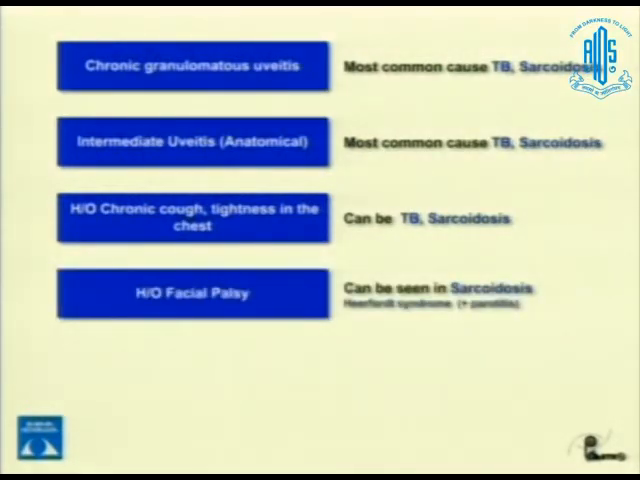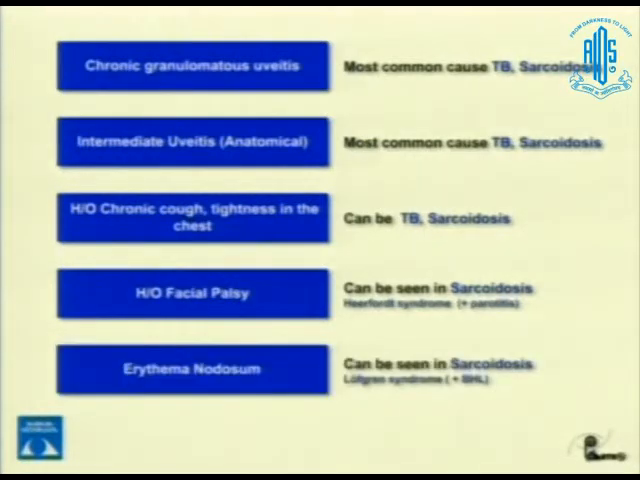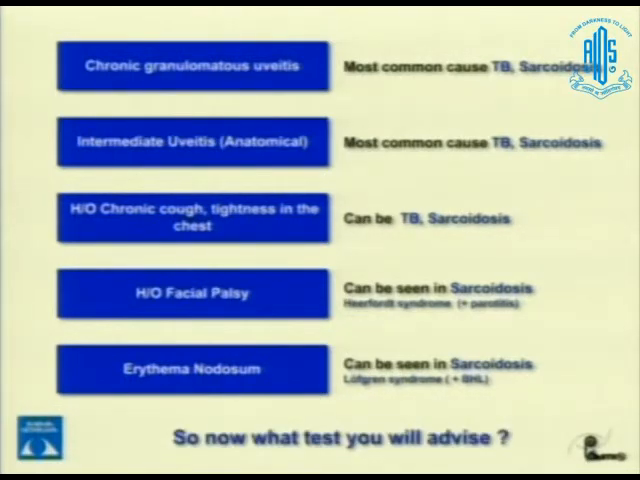Now, the history of facial palsy is an important sign of sarcoidosis. If associated with parotitis, we call it Heerfordt syndrome. There is erythema nodosum. Though it's a non-specific finding, it can be seen in sarcoidosis, and if associated with bihilar lymphadenopathy, we call it Löfgren syndrome. So now what test will you advise?